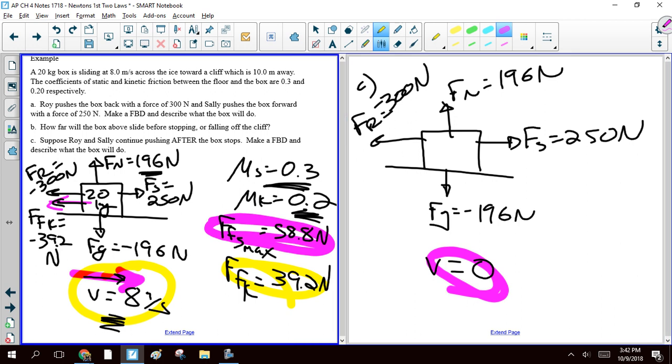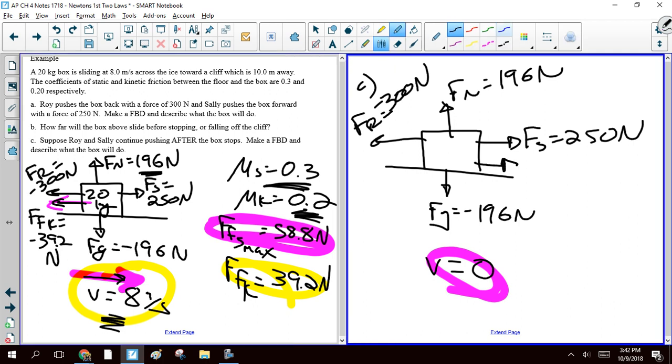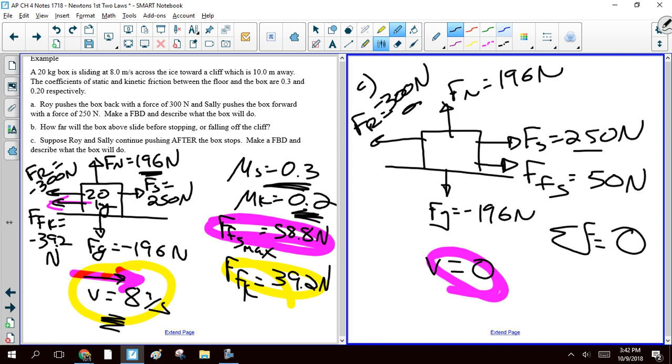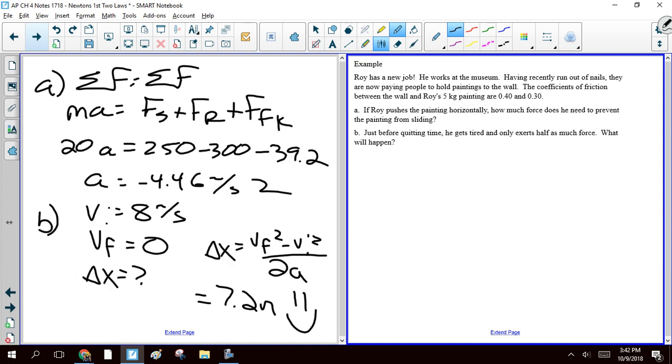So can it? Well, in order to prevent the box from moving to the left, we need more force to the right. How much more force? Well, we've got 300 to the left, 250 to the right, another 50 to the right will make my net force equal to 0, and so the box will not move after the box stops. In other words, it'll stay at rest. Okay? So this is a problem you theoretically should have been able to do last year. All right, let's ramp this up one difficulty level.